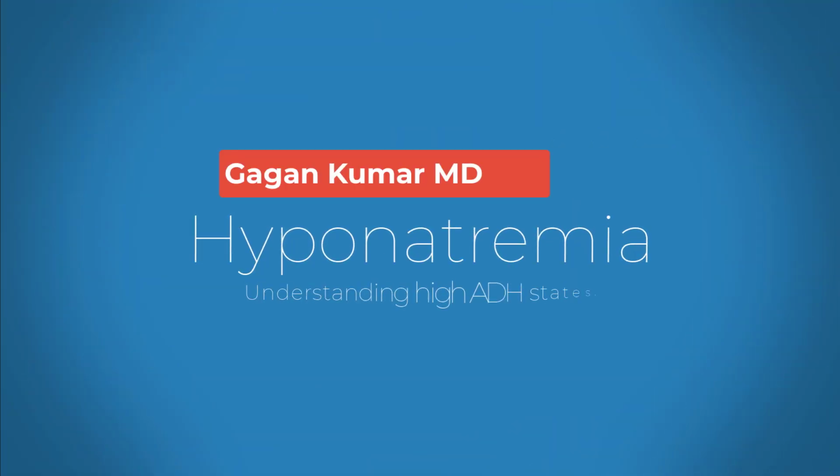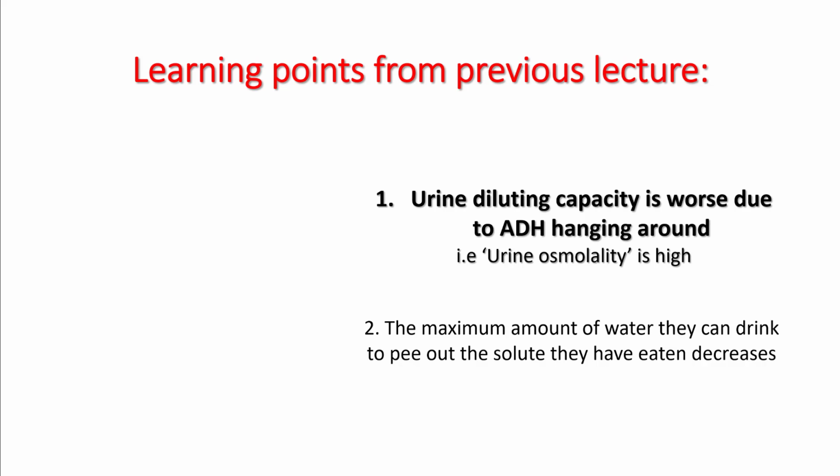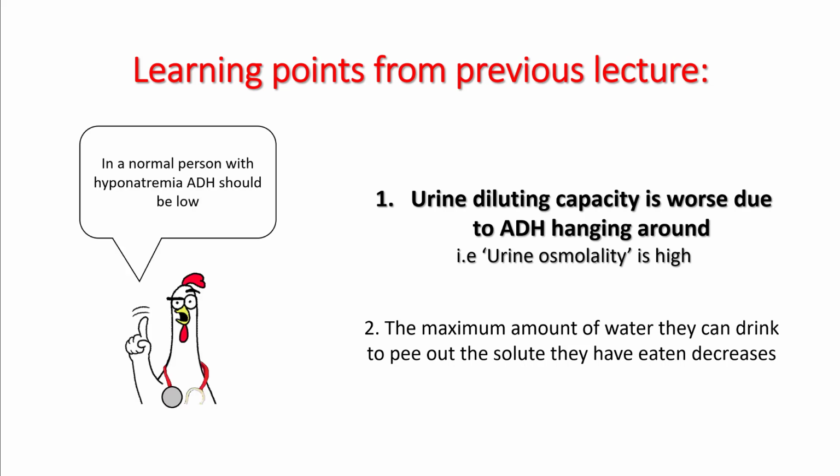Hello everyone. Today we'll be continuing our lectures on the hyponatremia series and we'll learn a little bit more about high ADH states. From previous lectures, we understood that patients with high ADH have increased urine osmolality. That means your urine diluting capacity is worse, and thus the maximum amount of water which they can drink to pee out the solute that they have eaten decreases. In a normal person with hyponatremia, the ADH production should be 0.